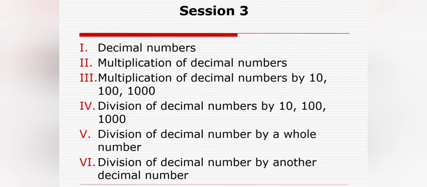Here I am going to explain 6 topics. 1. Decimal numbers. 2. Multiplication of decimal numbers. 3. Multiplication of decimal numbers by 10, 100 and 1000. 4. Division of decimal numbers by 10, 100 and 1000. 5. Division of a decimal number by a whole number. And the last, 6th, is division of a decimal number by another decimal number. So let us understand one by one in detail.